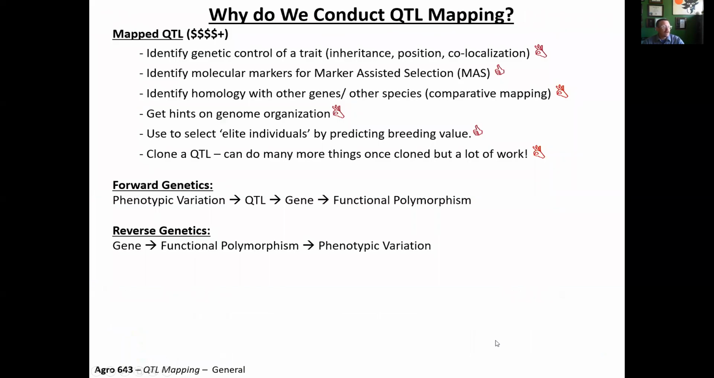Okay, so why do we conduct QTL mapping? So what I'm going to do for the next, hopefully not more than 20 minutes, is focus just on QTL mapping, how we do it, what it means. Then I'll go a little bit into GWAS, and then a little bit into marker-assisted selection, and then to phenomic selection. So the goal here in QTL mapping is to identify the genetic control of the trait.